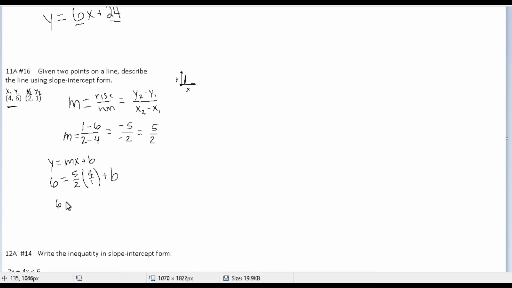So here 6 is equal, right here when we multiply we'd have 20/2, which would be the same thing as 10, plus b. We subtract 10 on both sides. We get -4 is equal to b. So now we have, this was our m, this is our b, so I write y equals m x plus our b.